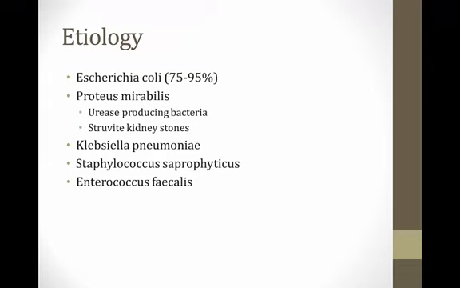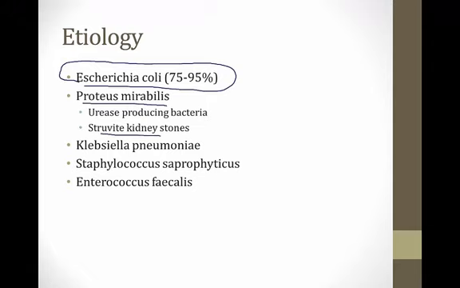Most of the bacteria that cause urinary infections are enteric bacteria, and far and away the most common is E. coli. It causes about 80 to 90% of all urinary tract infections. Other bugs that can cause urinary infections are Proteus mirabilis. This is a urease producing bacteria, and if you watch the module on kidney stones, you know that this is the bacteria that can lead to struvite kidney stones. And then some other occasional causes of urinary infections are Klebsiella pneumoniae, Staphylococcus saprophyticus, and Enterococcus fecalis.